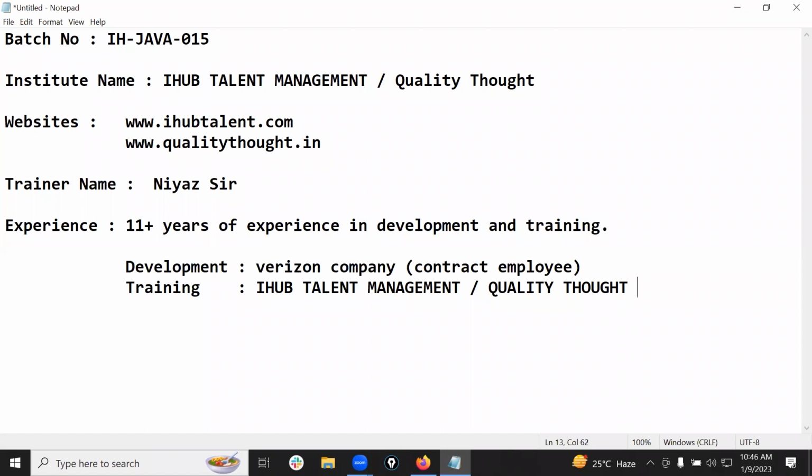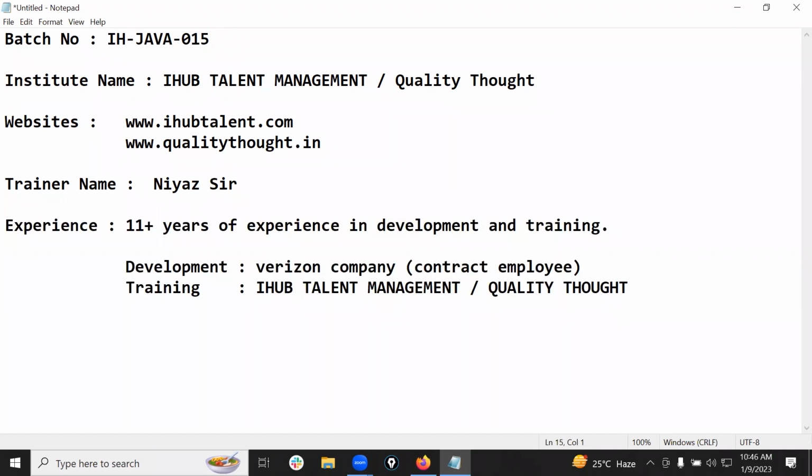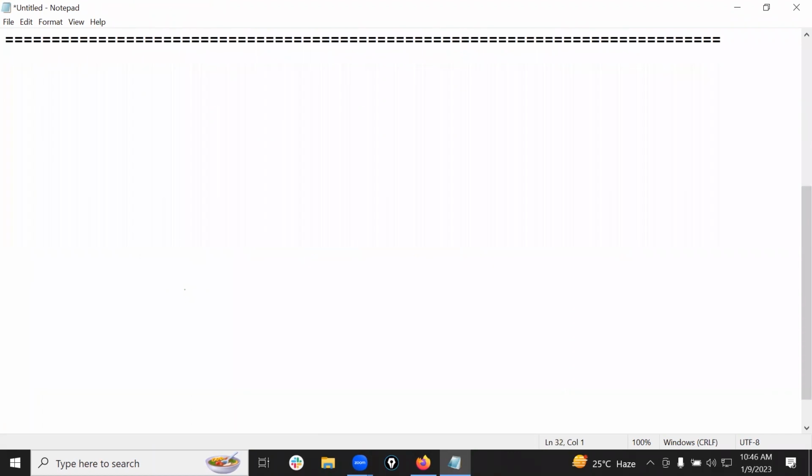Anyhow, the trainer name is not important. The institute name is not important. For us, what is important is our batch number. The batch number is important, and the experience of the trainer is important. Okay. So these are some general details I gave. Now I want to start the course, I want to start my demo now.